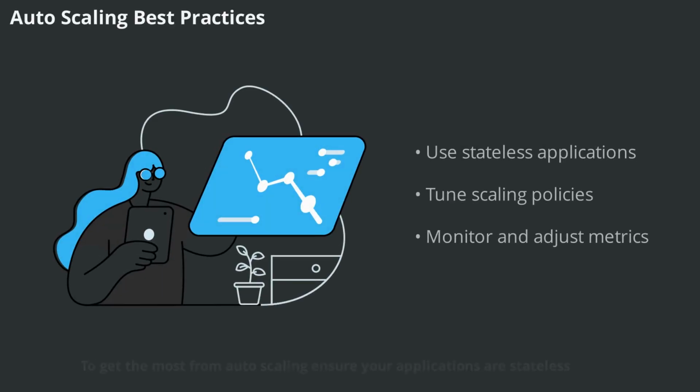To get the most from auto-scaling, ensure your applications are stateless, health checks are reliable, and scaling policies are fine-tuned. Monitor your metrics and adjust thresholds as needed. Auto-scaling is not a silver bullet, but with the right setup, it provides the elasticity needed to handle real-world traffic patterns efficiently.